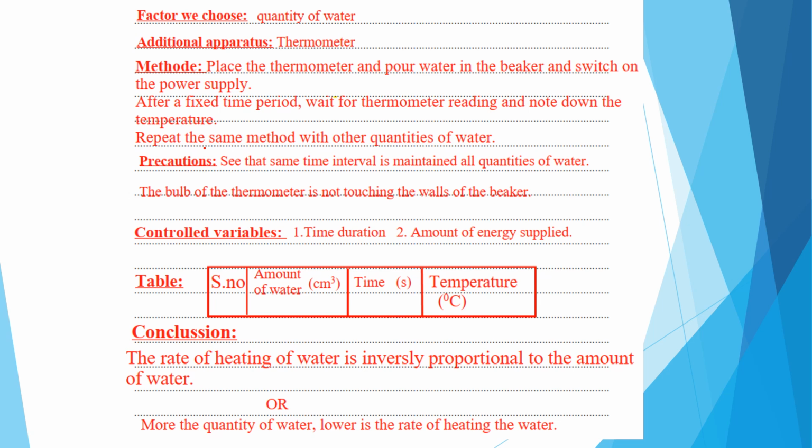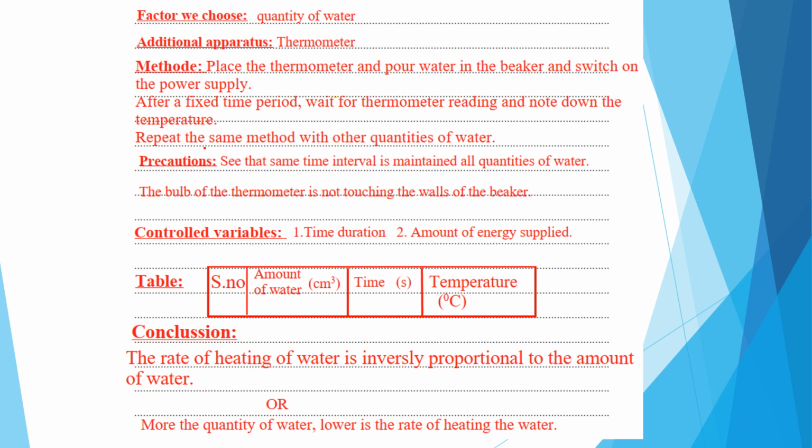Then the next one is controlled variables. The controlled variables are what is constant throughout our experiment. First one, time duration. Second one is the amount of energy supplied should be the same. Only what we are varying is the quantity of water. Then the table representing our experiment has the amount of water in cubic centimeters, that is volume, and the time is fixed and should be represented, and its unit is second, and finally we record the temperature, and the temperature unit is degree Celsius.